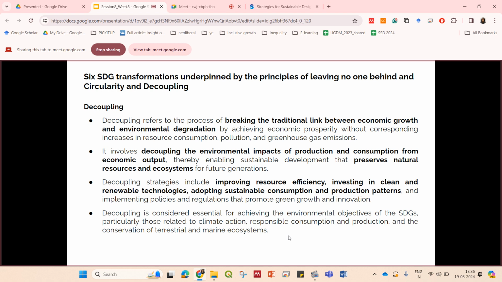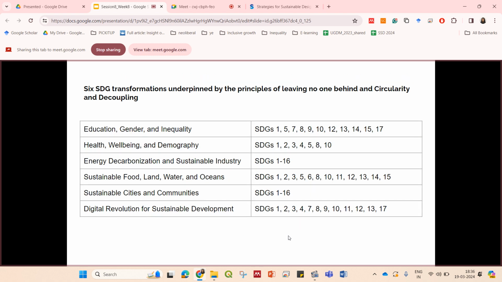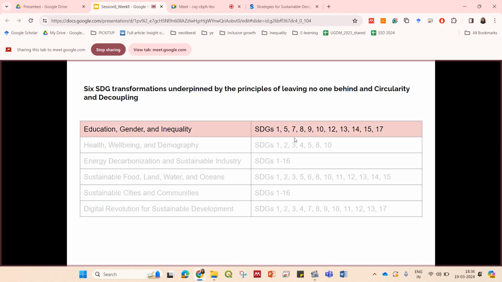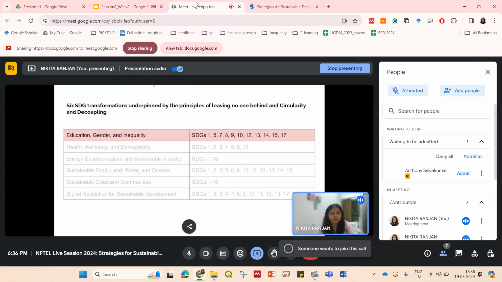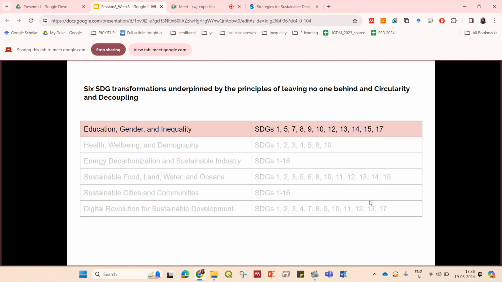So again, you can see in the case of decoupling also, it is not associated with only one SDG but multiple SDGs. You might have seen a similar kind of table or graphic which shows what aspect of leaving no one behind, circularity, and decoupling is related to which SDGs. You can see leaving no one behind consists of education, gender, and inequality, and these are the SDGs associated with it. SDG 1, 5, 7, 8, 9, 10, 12, 13, 14, 15, and 17 are the SDGs which are associated with education, gender, and inequality.